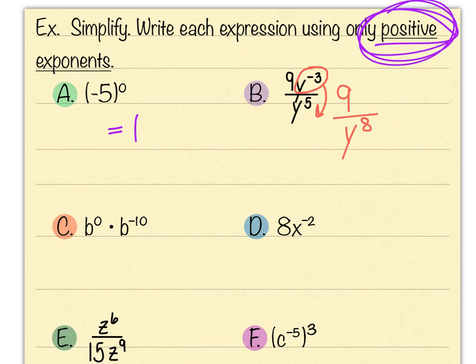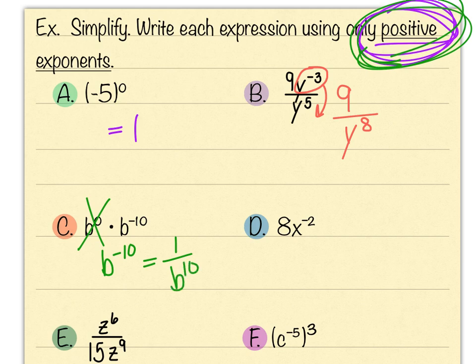For the next one, I could add these together. 0 plus -10 is still -10. Or you could have just said, oh, b to the 0, that's just 1. Nothing happens. And then because I have to write my answer using positive exponents, I need to make this 1 over b to the 10th. I need to write the reciprocal of that.